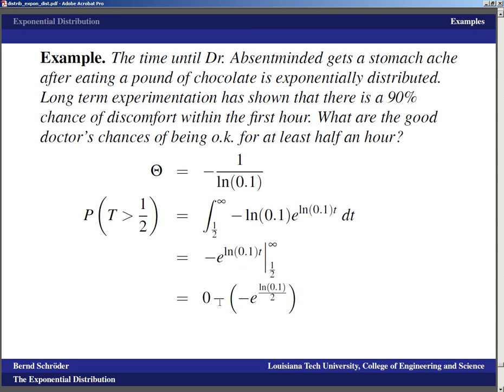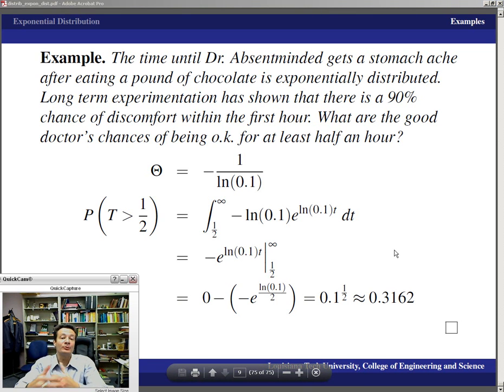And at the lower bound, we have negative e to the ln 0.1 times 1/2, so ln 0.1 divided by 2, so that's e to the ln 0.1 over 2, and if you simplify that, e to the ln 0.1 to the 1/2 is 0.1 to the 1/2. So that's the square root of 0.1, and I don't see how to simplify that very quickly, so without any further acrobatics, you could have used a calculator right away. Your probability turns out to be about 31.6%.